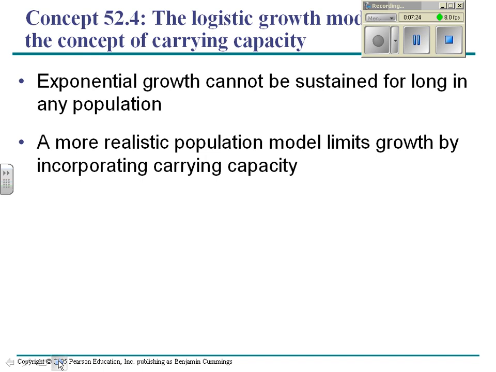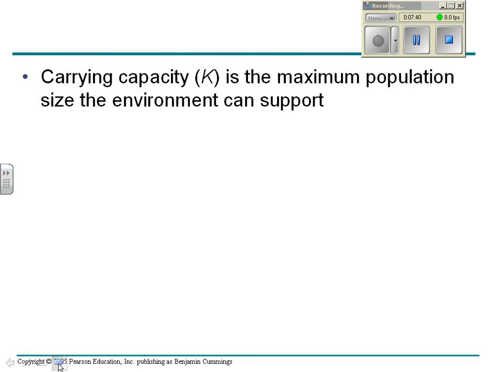The thing is that that model doesn't work very long in any population. The more realistic model is called the logistic growth model because we have to talk about carrying capacity, and many of you remember this from Biology 1. We did it in the beginning of the year. Okay, carrying capacity is labeled K. Okay, K, and that's an important idea.